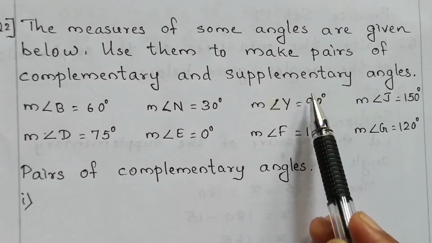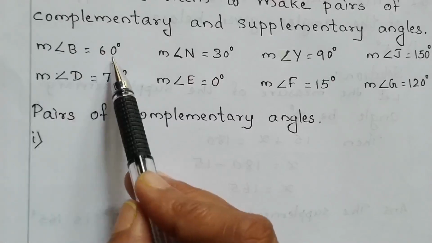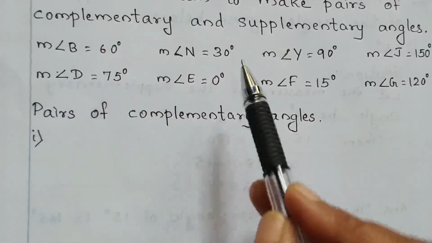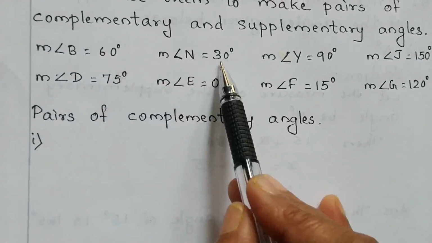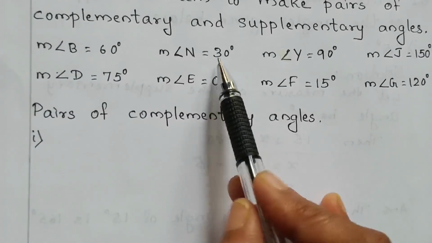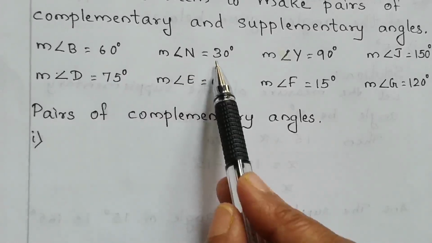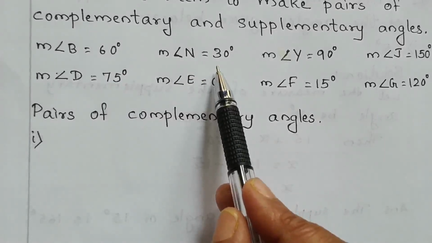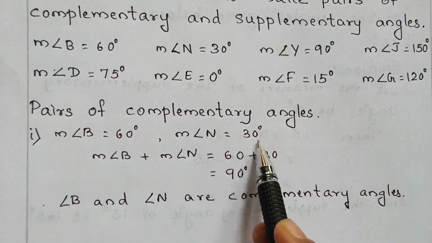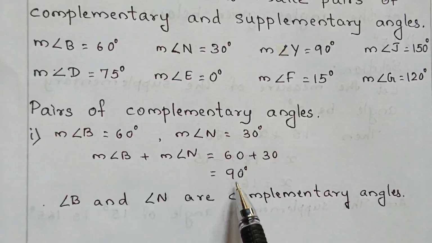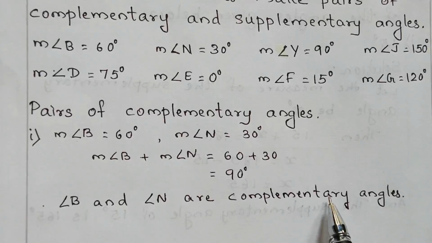So let's try first pairs of complementary angles. Angle B here is 60 degree and angle N is 30 degree. 60 plus 30 is 90. So you got the first pair, angle B and angle N. What kind of angles are they? They are complementary angles. Measure angle B is 60, measure angle N is 30. The sum of the two will give you 90. That means angle B and angle N are complementary angles.